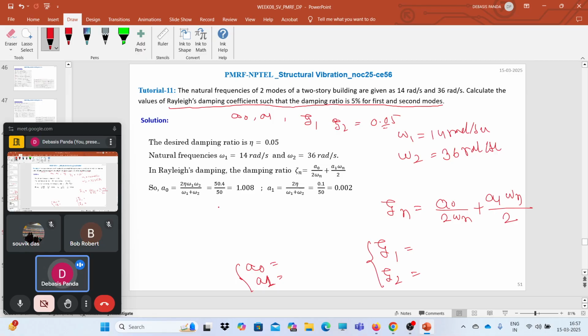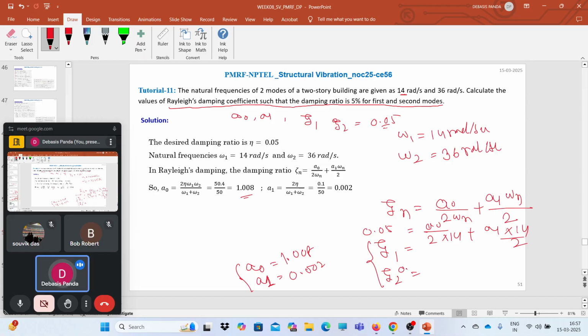So the a1 value by a0 value I have calculated is 1.008. Please recalculate these values. We say you just need to formulate two equations. Zeta 1 and zeta 2 values are given. 0.05 is equal to a0 by twice omega 1, which is given as 14. So, 14 plus a1 into 14 by 2.